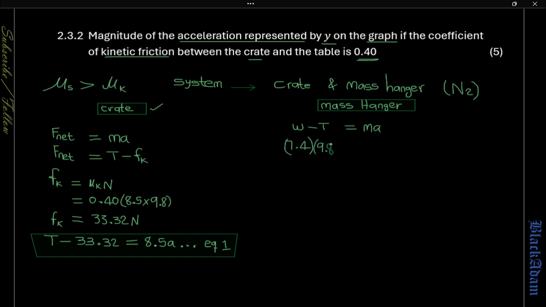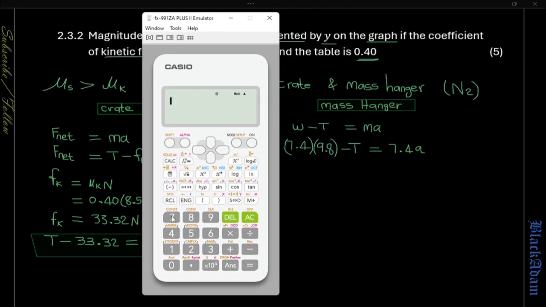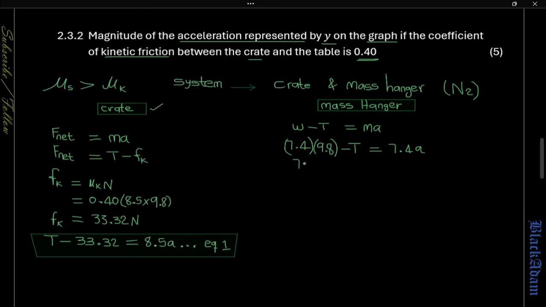So we always take the mass multiplied by g to give us the weight. So weight minus T is equal to mass, which is 7.4, times acceleration A, which we don't know yet. Then 7.4 multiplied by 9.8 gives us 72.52, so 72.52 minus T is equal to 7.4A. Then from there we label that equation 2.